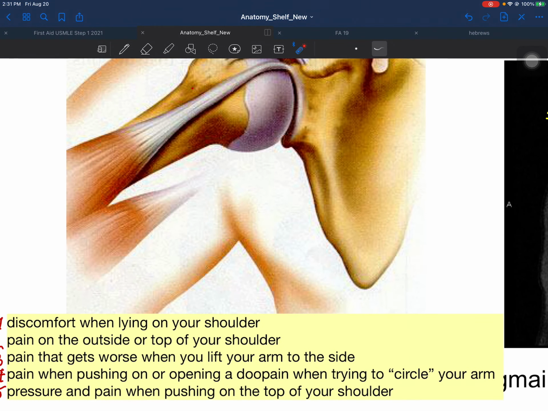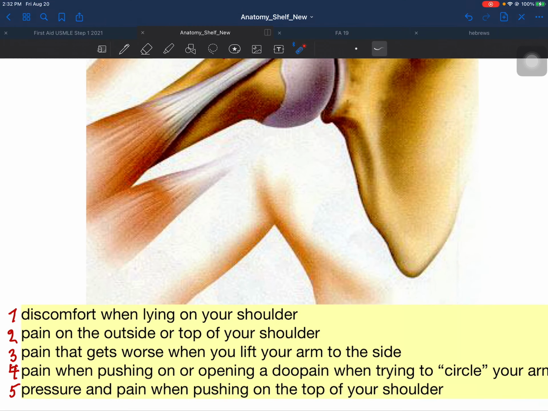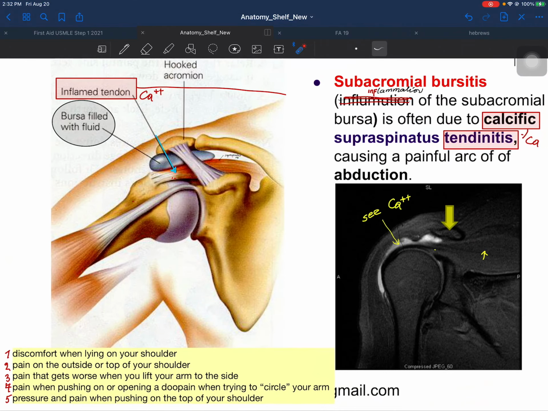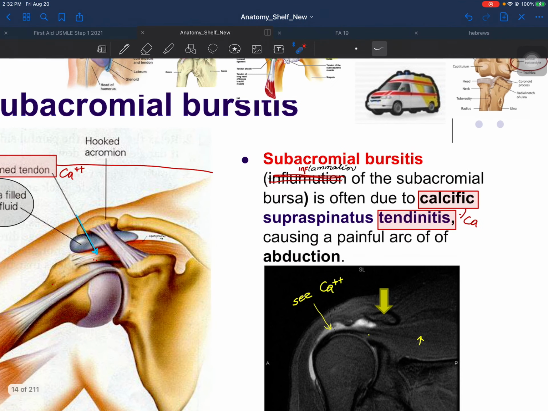So you will have pain to the outside or the top of the shoulder, pain that gets worse when you lift your arm to the side, and pain when pushing or opening a door. Also there is pain when trying to circle your arm, and also there is pressure and pain when pushing on the top of your shoulder. So we now know that calcific supraspinatus tendinitis will cause the subacromial bursitis, and that will give us pain.